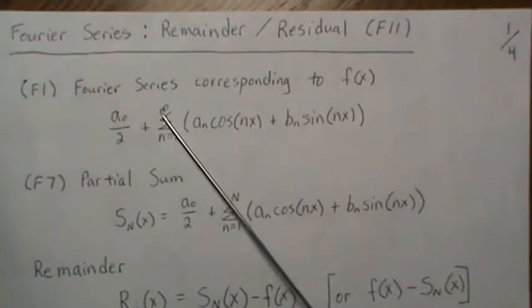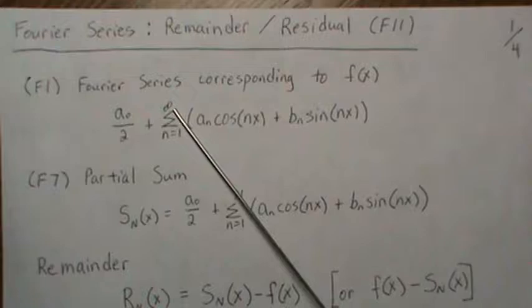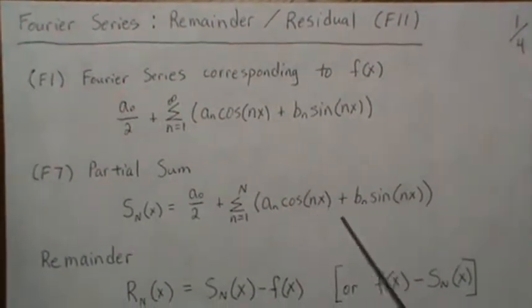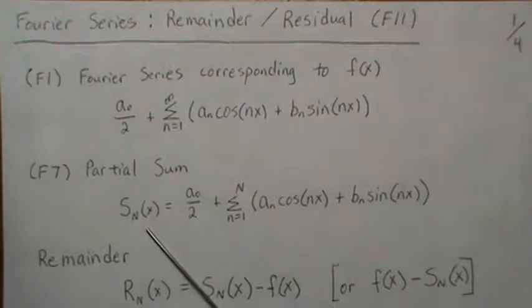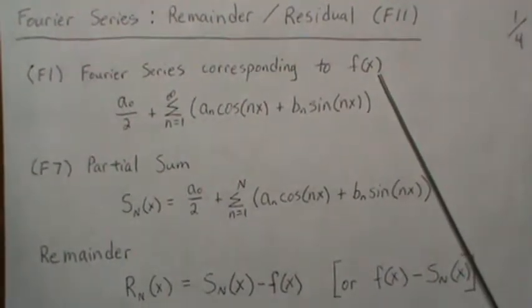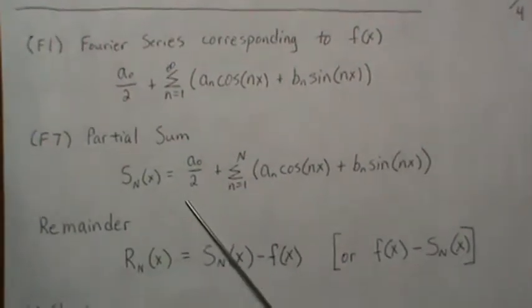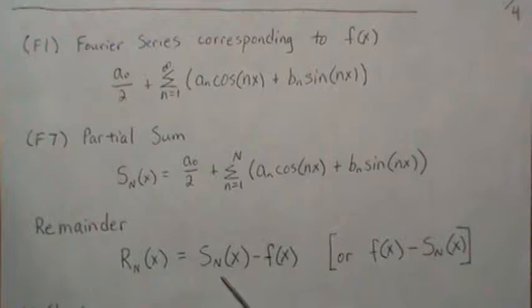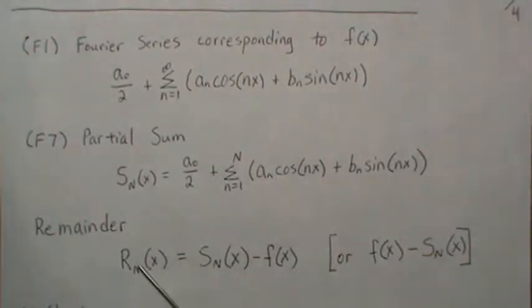And it's an infinite sum. But if we stop it at some number, say n, then we call that a partial sum. And if we want to estimate our function f of x with this partial sum, we want to see how close it is. And we can do that by just taking the difference. We call that the remainder. And the closer these two functions are, the smaller this remainder is.